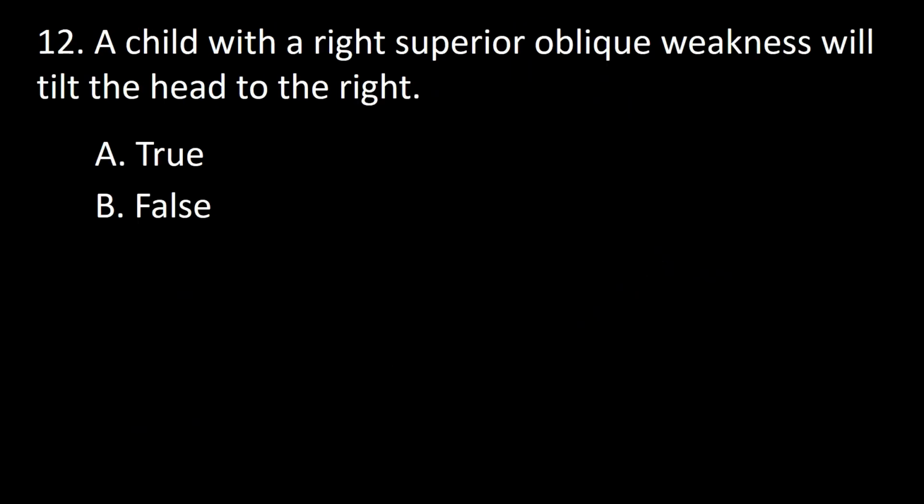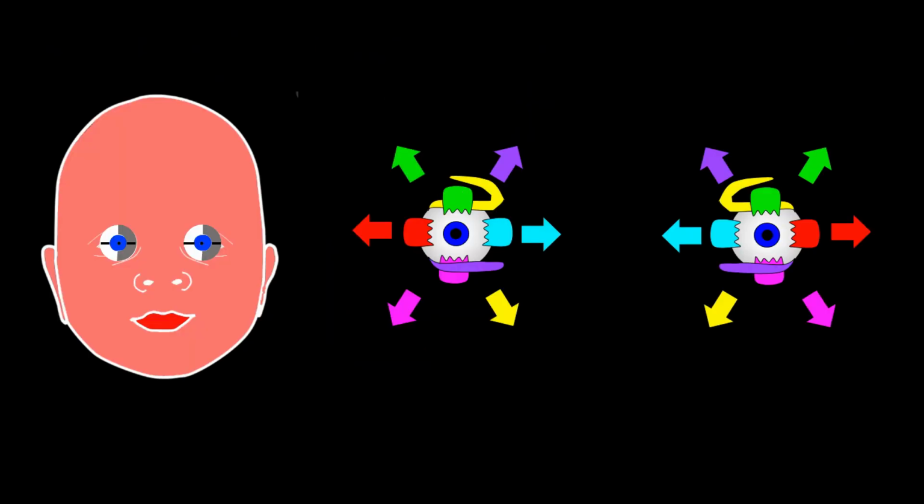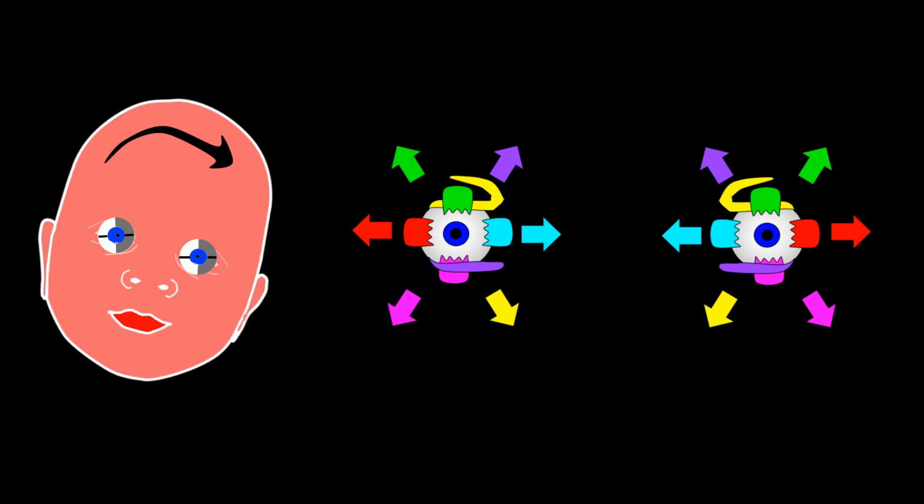Next question. A child with right superior oblique weakness will tilt the head to the right. A, true; B, false. Normally, when a child is looking straight, the eyes are aligned and the equator of each eye, as represented by the black lines, are in line with each other. When a normal child's head is tilted to the left, the equators of each eye are no longer in line, but they remain parallel to each other. This is sufficient to maintain single vision.